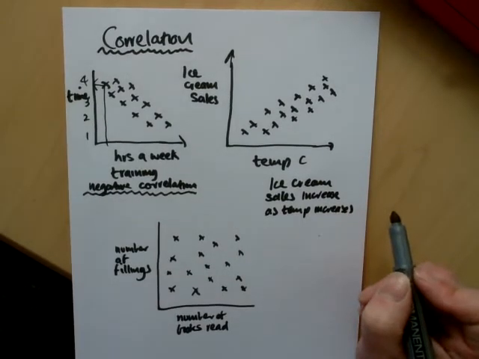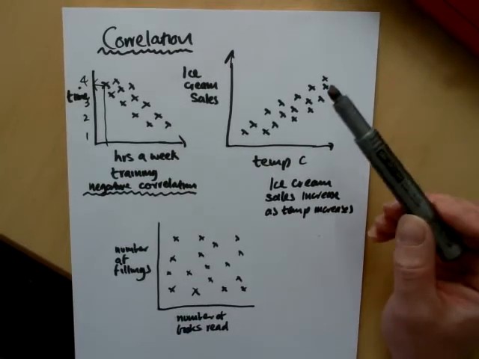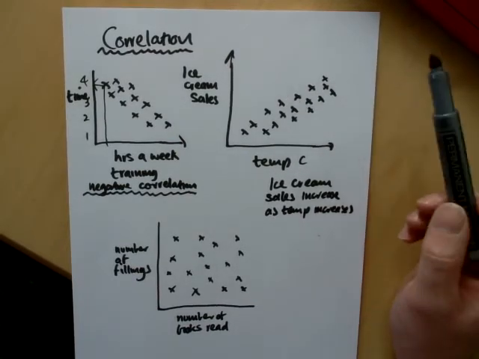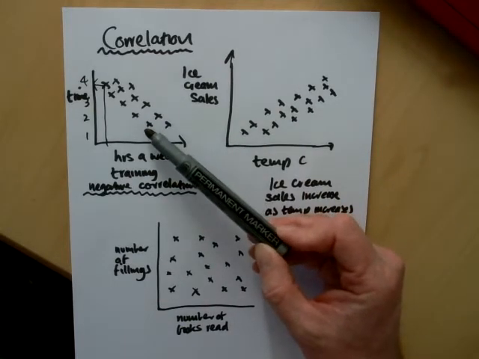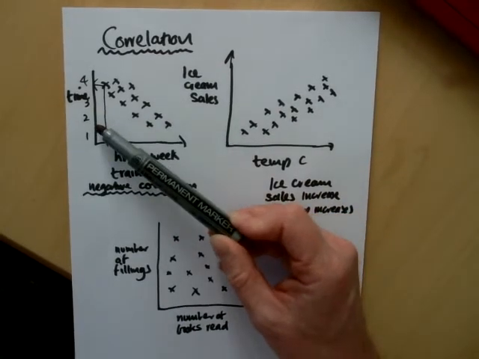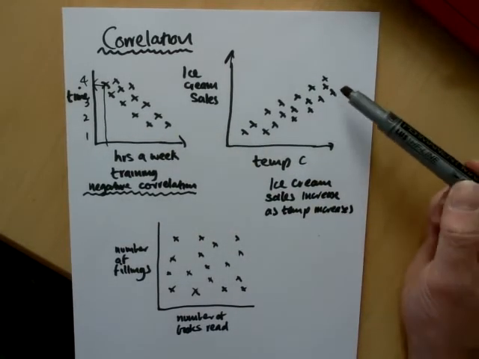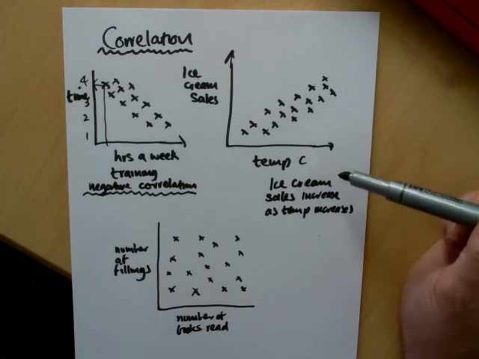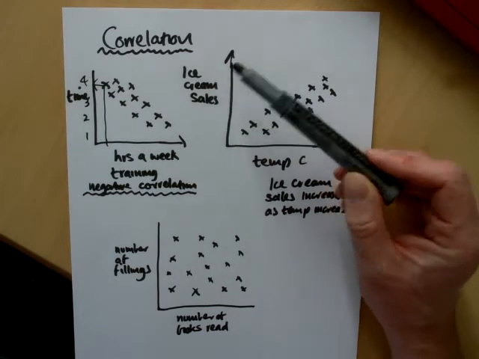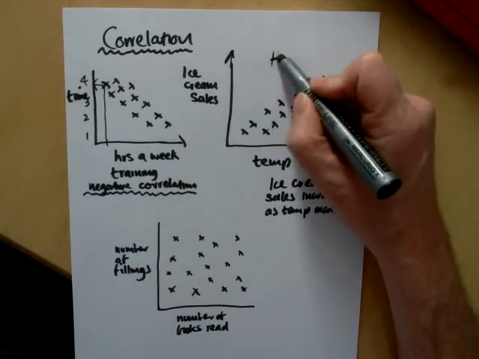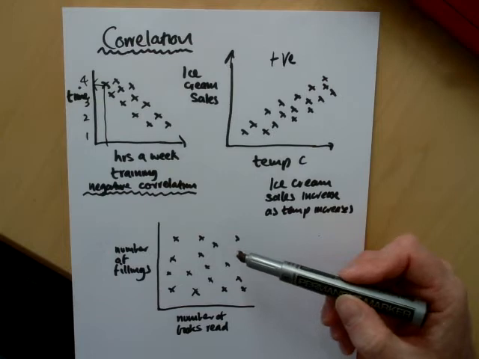And in an exam you're likely to be given a picture like this and you've got to describe either what type of correlation there is or what sort of connection there is between the two variables. So what we've seen then in the first one, the more hours training, the less time it takes to do the race, and that's negative correlation. In the second example, as temperature increases, so do ice cream sales, and that is positive correlation.